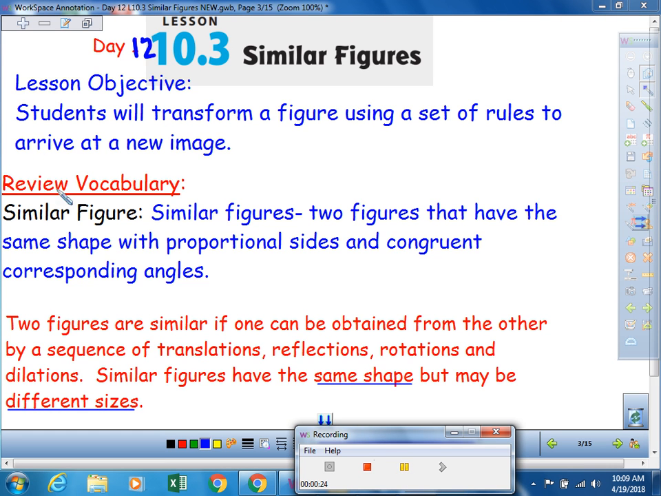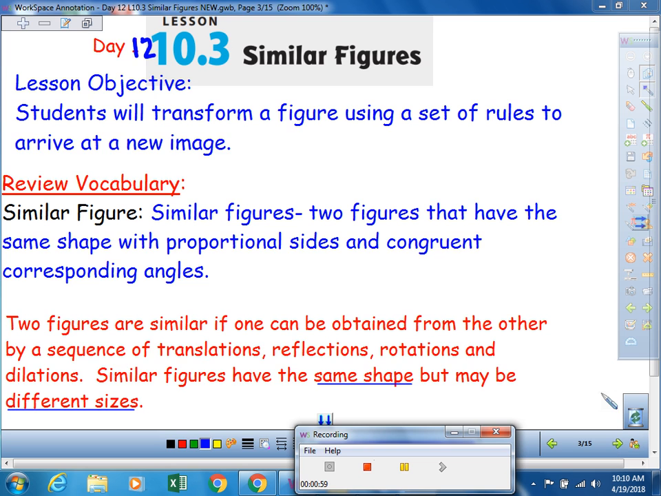Okay. Similar figures, you don't have to write this down, but similar figures are two figures that have the same shape with proportional sides and congruent corresponding angles. Two figures are similar if one can be obtained from the other by a sequence of translations, reflections, rotations, and dilations. Similar figures have the same shape, but they may have different sizes. They can have same size, they can have different size.